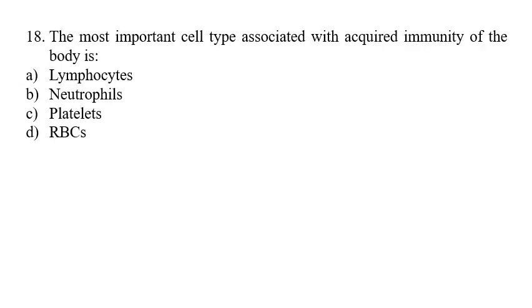Next, the most important cell type associated with the acquired immunity of the body is. So the process of acquired or adaptive immunity is the basis of vaccination. The cells that carry out the adaptive or acquired immune response are white blood cells, especially lymphocytes. Okay? So the correct option is A.